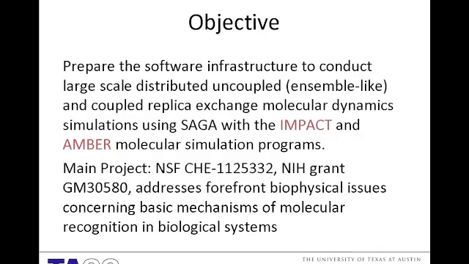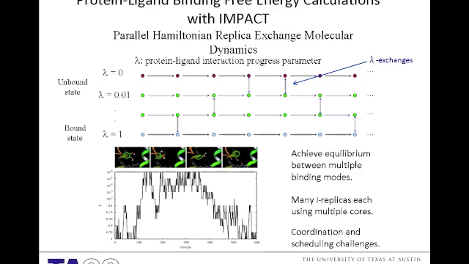The purpose of this ECSS is to prepare the Saga infrastructure necessary to run large-scale distributed, coupled, and uncoupled replica exchange molecular dynamic simulations with IMPACT and AMBER codes. This effort is supported by the NSF and the NIH grants. The main science problem, for those of you who are interested, is the protein-ligand binding energy calculation.